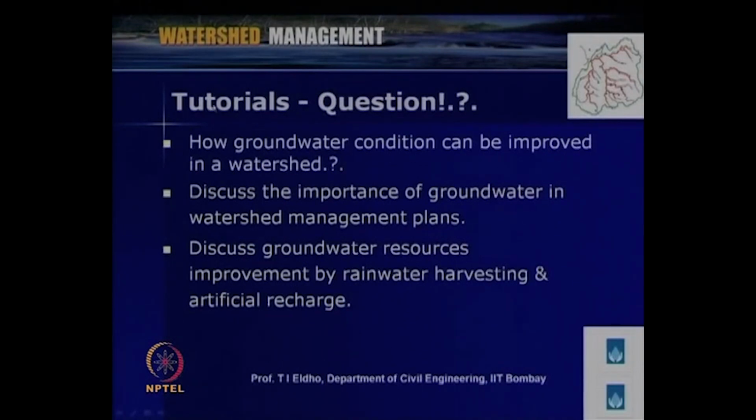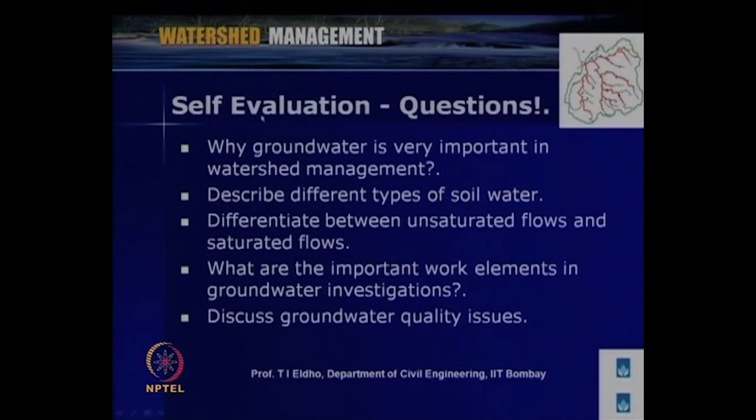And then before closing the lecture, some tutorial questions. How can groundwater condition be improved in a watershed? Discuss the importance of groundwater in watershed management plans. Discuss groundwater resources improvement by rainwater harvesting and artificial recharge. These questions can be answered based upon today's lecture and some of the previous lectures on rainwater harvesting and artificial recharge. Then some self evaluation questions: why is groundwater very important in watershed management, describe different types of soil water, differentiate between unsaturated flows and saturated flows, what are the important work elements in groundwater investigations, discuss groundwater quality issues. All these answers you can obtain from today's lecture.